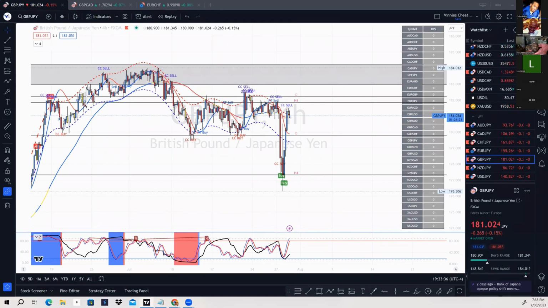DJ says, does the scanner work if you select a side-by-side layout, meaning one chart on the 4-hour and one on the H1 chart? Yes, it works. You can put it on whatever chart you have.